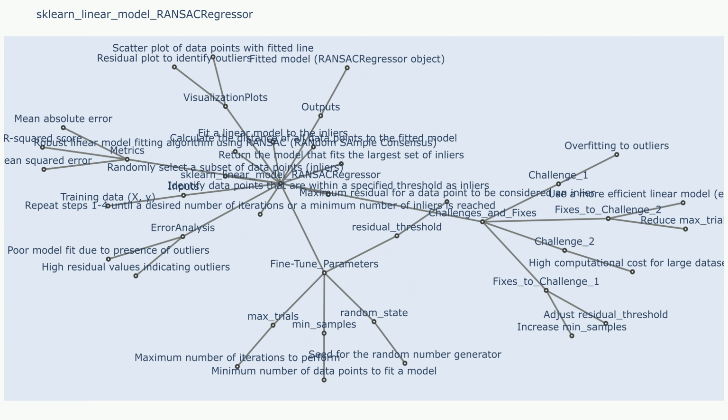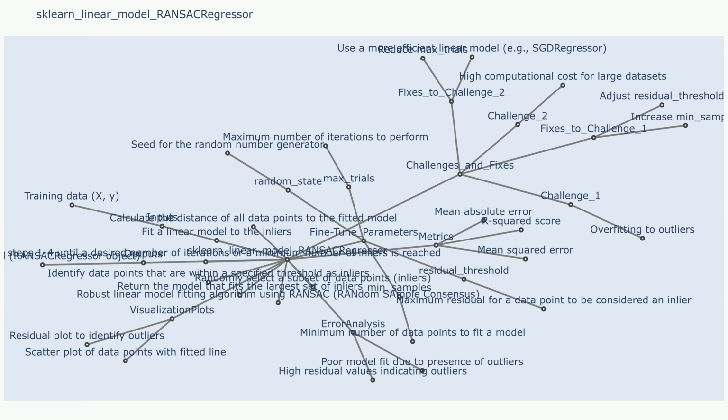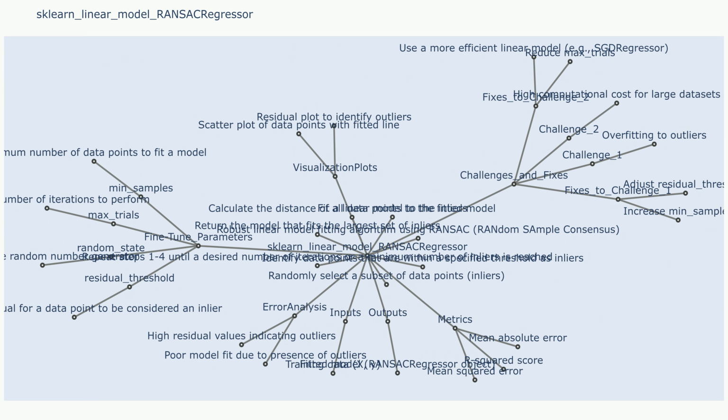Sample use case that resulted in challenge 1: A dataset containing a large number of outliers with a high residual threshold. Fixes to challenge 1: Use cross-validation to determine the optimal value for the residual threshold. Use a more robust method for fitting the linear model, such as the Theil-Sen estimator.